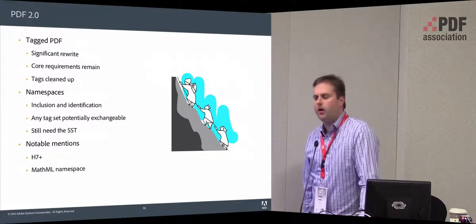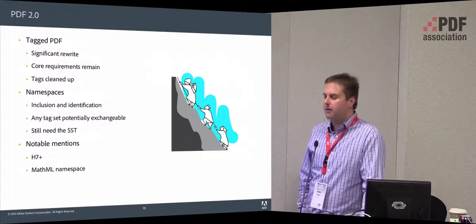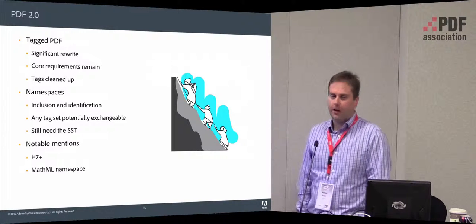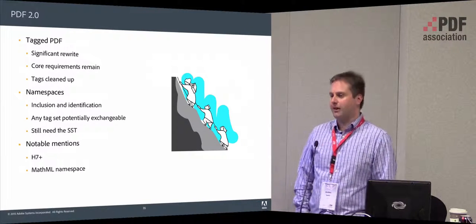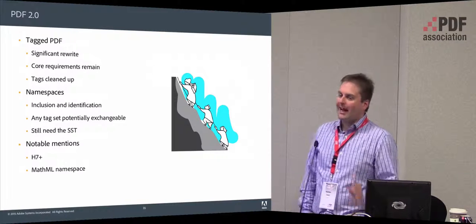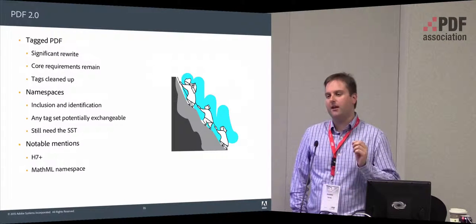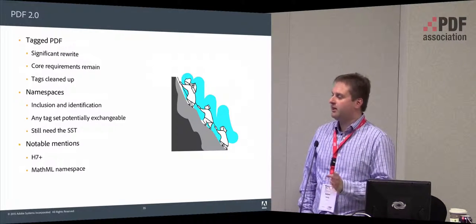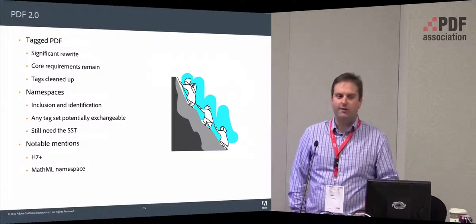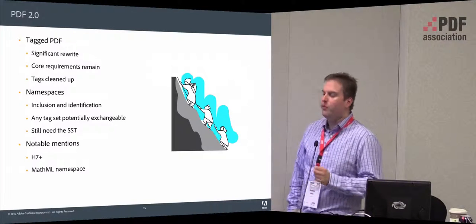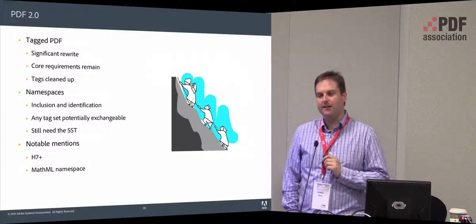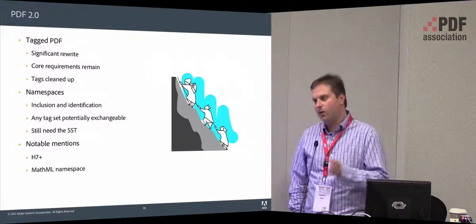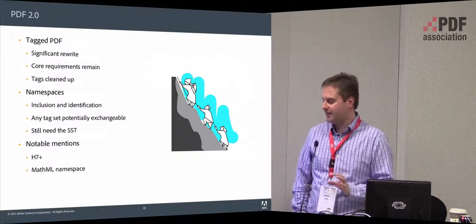In PDF 2.0, we've done a little bit of work to clean up tagged PDF. We actually did a significant rewrite. Olaf Drümmer from Callas did a great job of rewriting the chapter. It hasn't changed a lot of fundamentals, but I think it cleaned up and clarified some of the confusing parts of the current write-up. So the intent wasn't to change it. The intent was to make it more consumable. However, we did alter the tag set slightly to clean it up. There was some ambiguity as to when to use certain tags and too many tags that no one used and such, and so we cleaned up the core tag set.